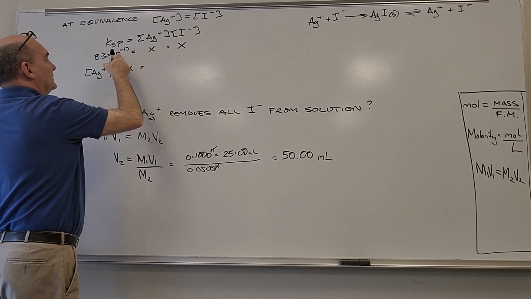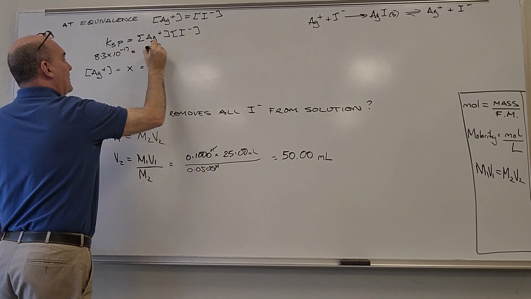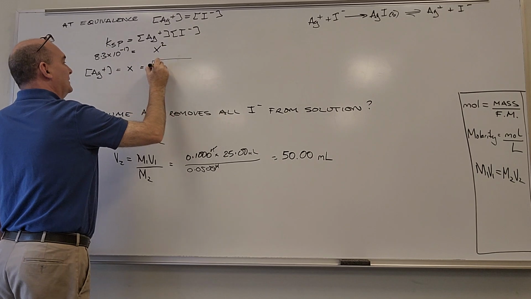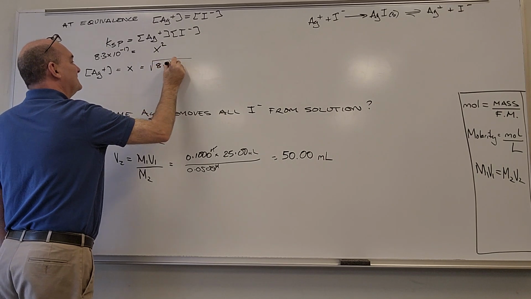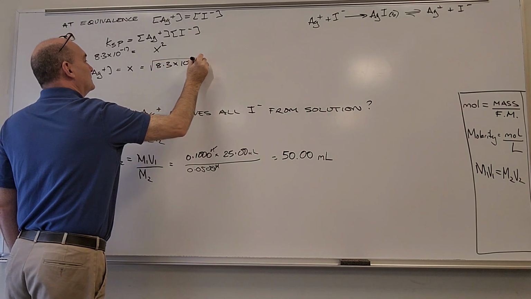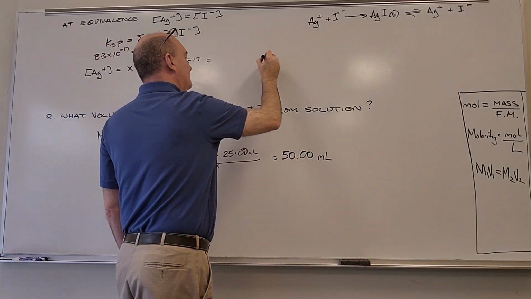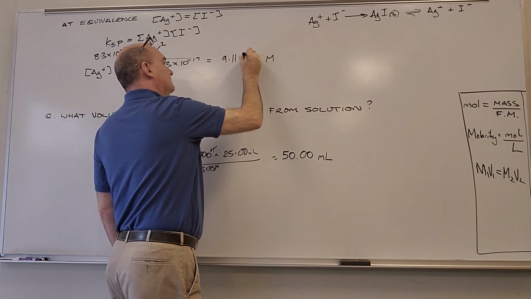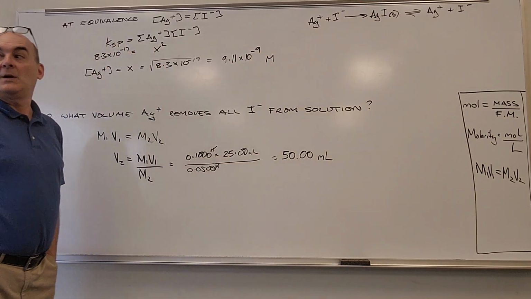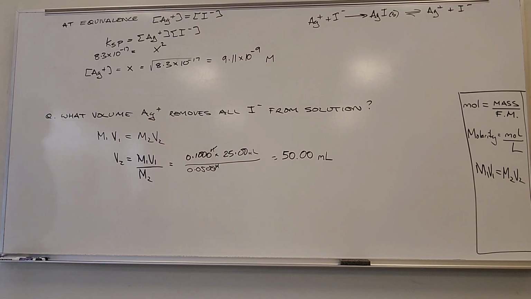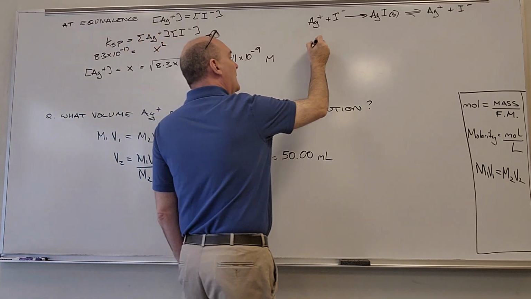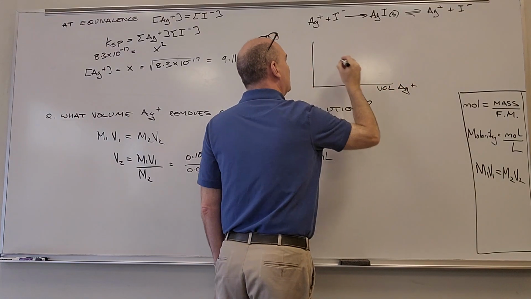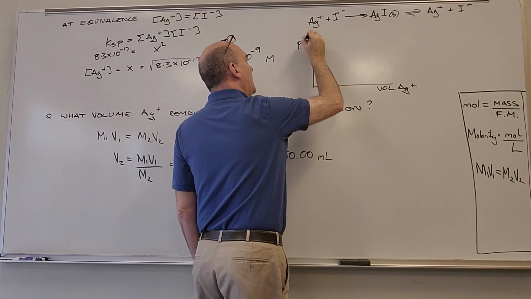Which is equal, 8.3 times 10 to the negative 17 is equal to x squared. So x is the root of that number, which is what? 9.11 times 10 to the negative 9. Okay. Now I need to plot that on my titration curve. And my titration curve reads volume of silver against pAg.